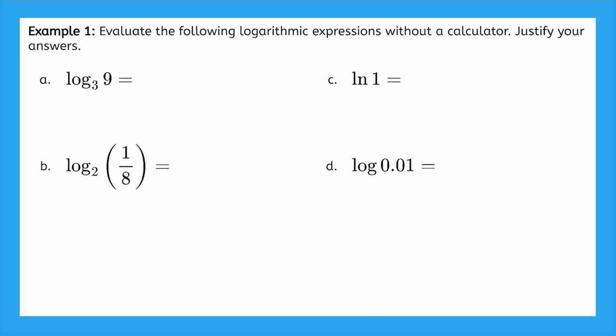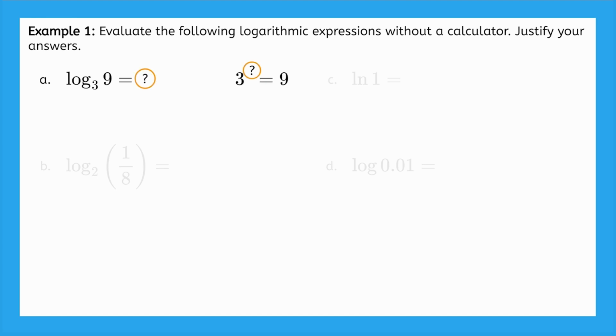We'll start off with example 1, which you have in your guided notes section. Let's figure out how to evaluate these logarithms without using a calculator. First, we have log base 3 of 9. Remember that a logarithm is asking for the exponent to which we raise the base to get the argument. So in this case, we're looking for the exponent that turns 3 into 9. What would that exponent be? That would be 2. Therefore, log base 3 of 9 equals 2 because 3 squared equals 9.